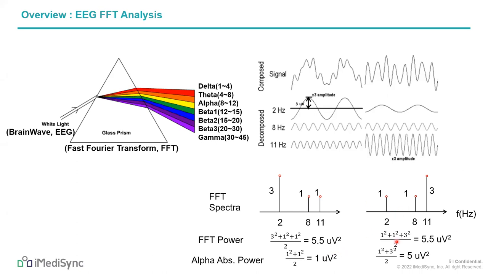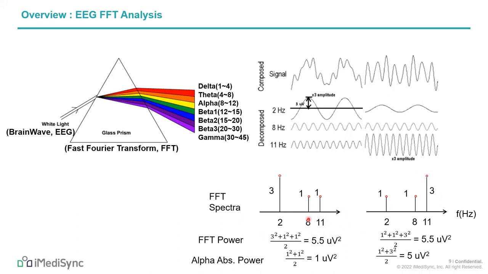And in this case, the 2 hertz amplitude is 1, the 8 hertz amplitude is 1, and the 11 hertz amplitude is 3 microvolt, combined together to make this oscillation. In this case, the summation of each amplitude square is the same. So the FFT power is the same in both different oscillations, but the alpha absolute power is different when we define the alpha frequency band from 8 to 12 hertz.